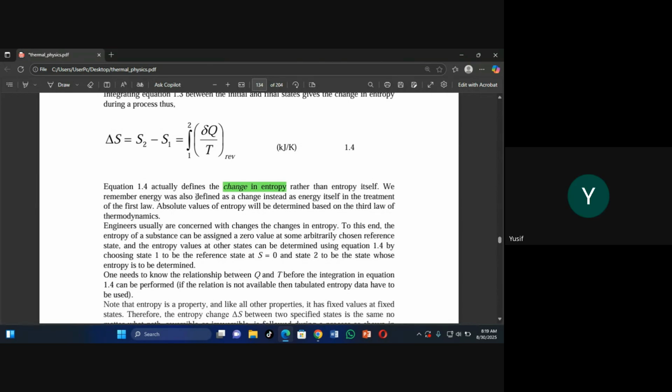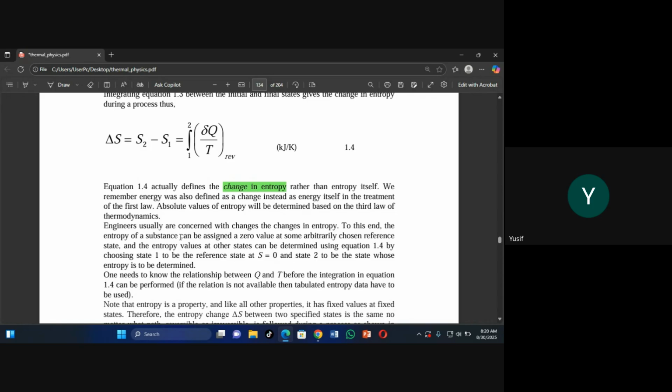Now, we remember energy was also defined as change instead of energy itself in the treatment of the first law. Absolute values of entropy will be determined based on the third law of thermodynamics. Engineers usually are connected with changes in entropy. To this end, the entropy of a substance can be assigned a zero value at the arbitrarily chosen reference state, and the entropy values at the other states can be determined using equation 1.4 by choosing state 1 to be the reference state at s equal to 0 and state 2 to be the state whose entropy is determined.